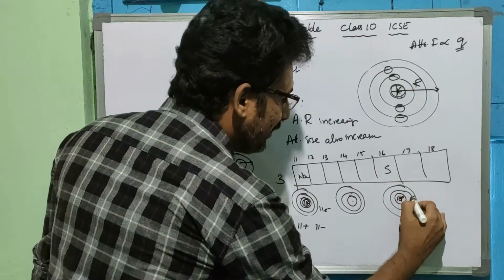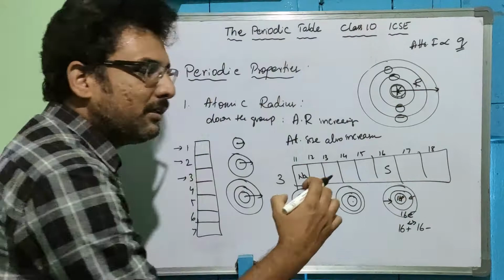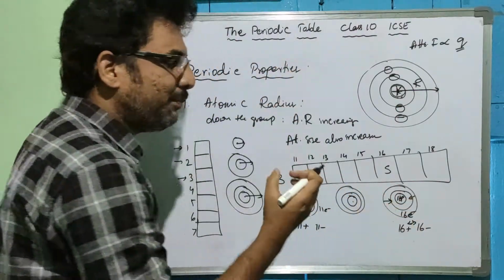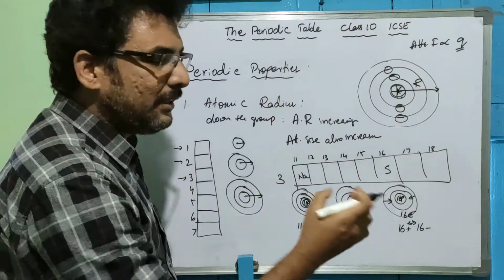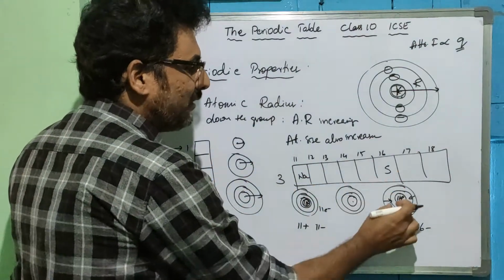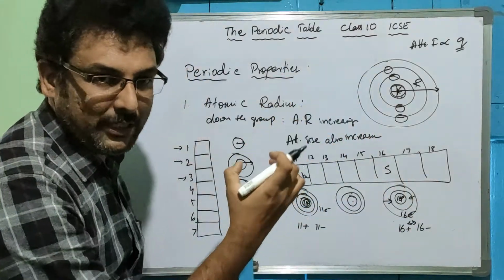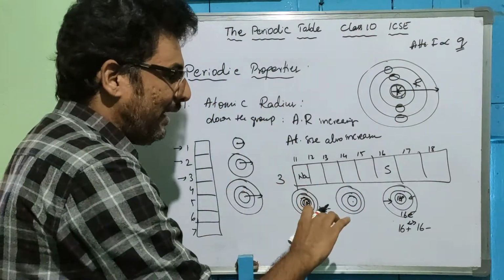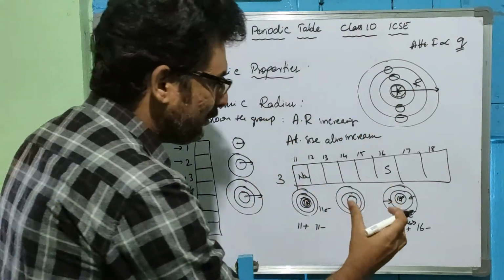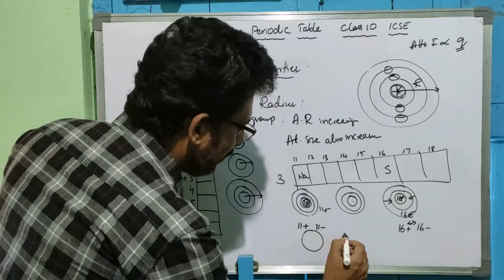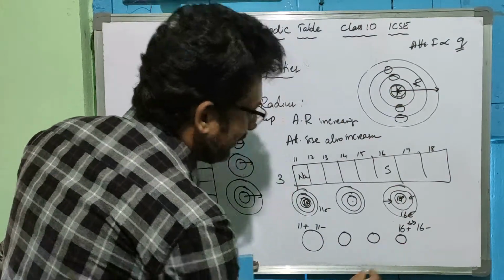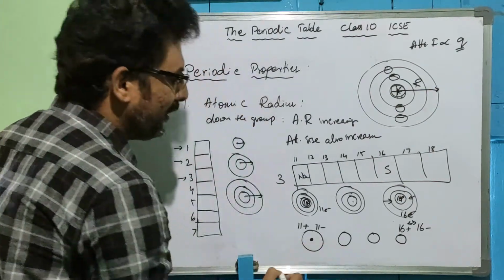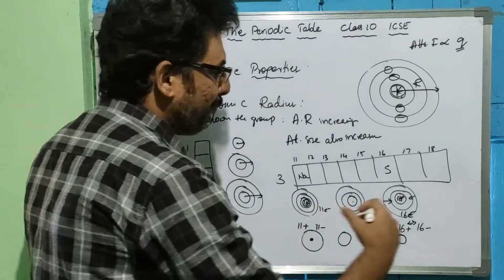The electron shells will come close to the nucleus. It is because of what? It is because of the stronger attraction force between the protons and the electrons, nothing but the attraction between the nucleus and the electron shells. So as the charge increases, attraction also increases. That's why the atomic size across a period will be decreasing, because the attraction force between the nucleus and electrons will be increasing across a period.